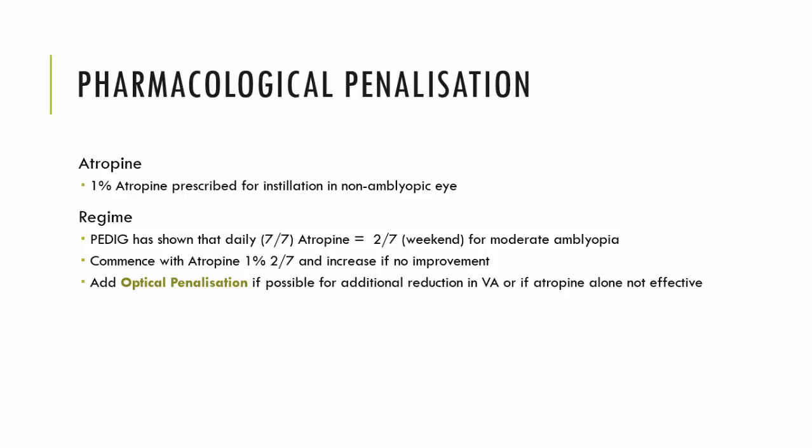Now, if you find that atropine is not improving the visual acuity, you also have the option of introducing optical penalisation in order to further defocus the visual acuity of the good eye. So you might commence with atropine and optical penalisation, or you might choose to see whether atropine alone can improve the visual acuity and introduce optical penalisation if there is no improvement.